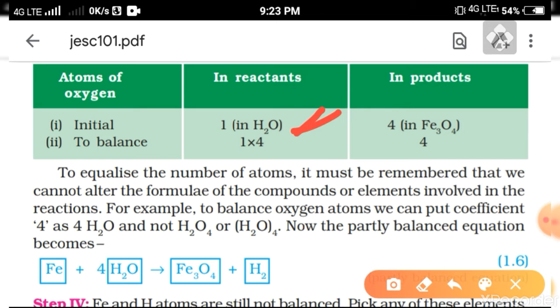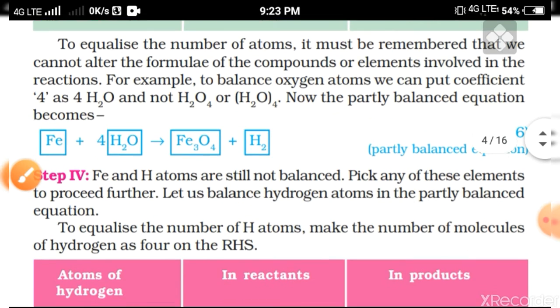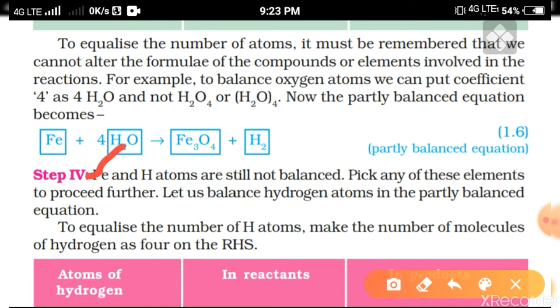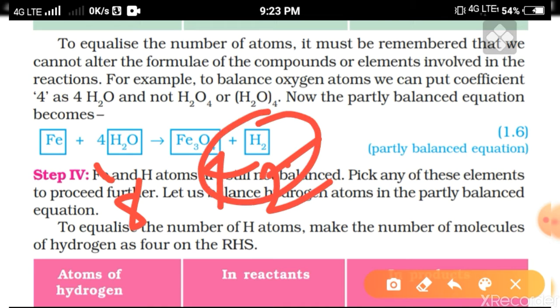After balancing, what will happen? After multiplying water molecules by 4, how many hydrogen atoms are there? There are 8 hydrogen atoms on the reactant side, but only 2 on the product side. This creates a problem in hydrogen, so we have to balance the hydrogen molecules. Here are 8 hydrogen, but there only 2, so we multiply by 4 on the product side. Then it is balanced, 8 equal to 8.